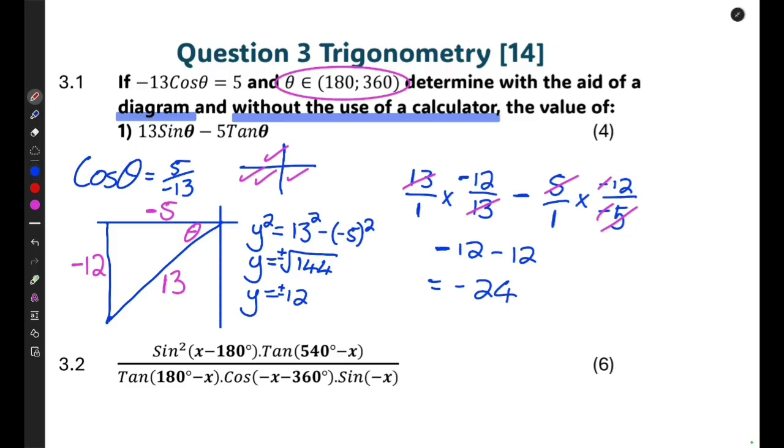Where would I get my marks? So this is only 4 marks, sadly, so I would get a mark for my quadrants, my Pythagoras, subbing in, and then the final answer.